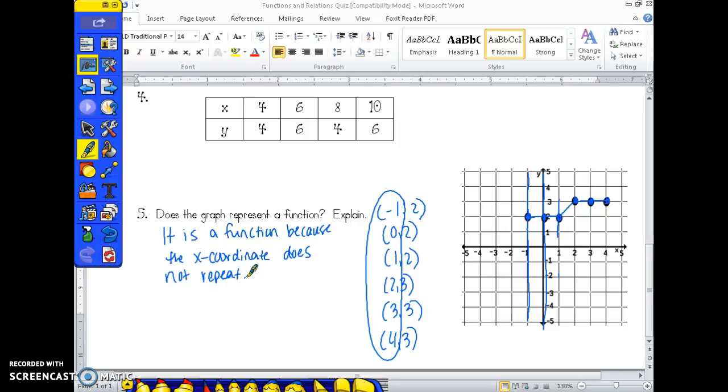And this is how you identify the domain and range, and how you determine whether a relation is a function or not a function.